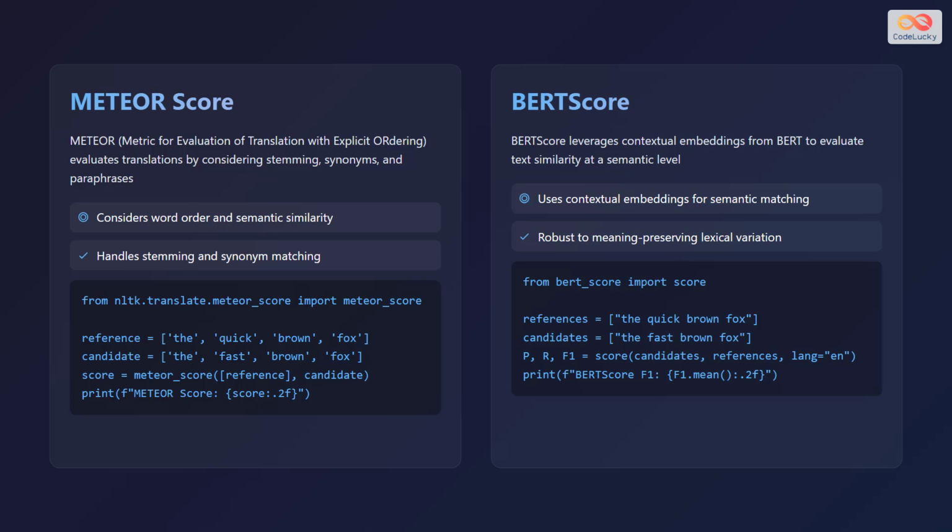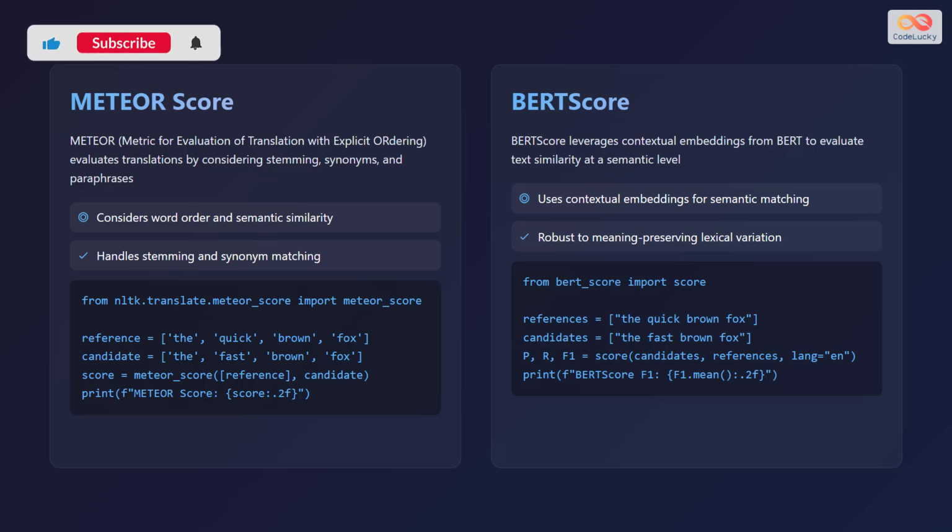Here is an example of calculating METEOR score. From nltk.translate, import meteor_score. The reference is the quick brown fox. The candidate is the fast brown fox. Set the score to meteor_score with the reference and candidate as arguments. Finally, print the METEOR score, formatted to 2 decimal places.